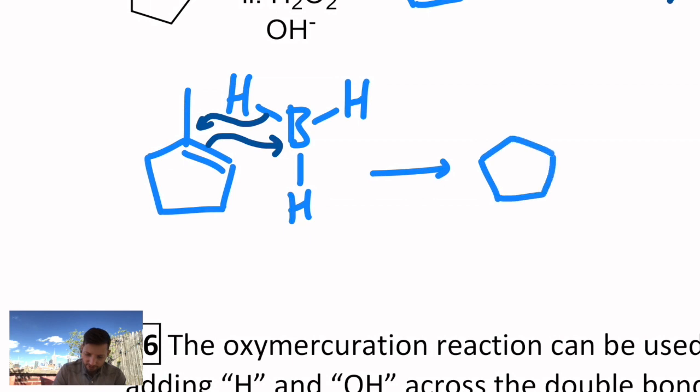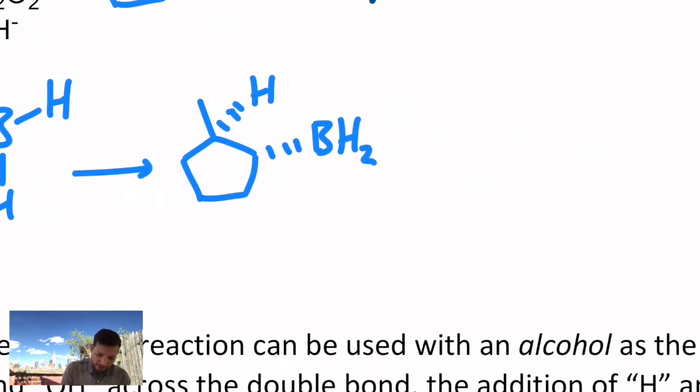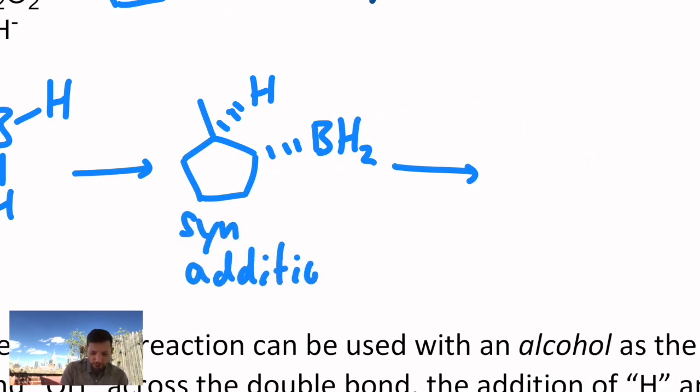So the H goes on the more substituted carbon. The boron goes on the less. Now this is the part that gives you a syn addition right here. And that's it for hydroboration.